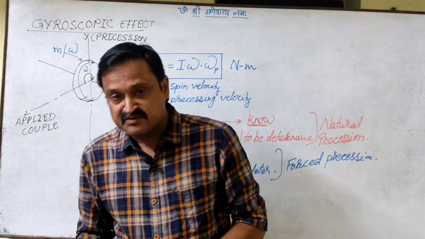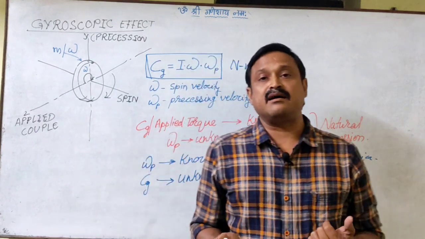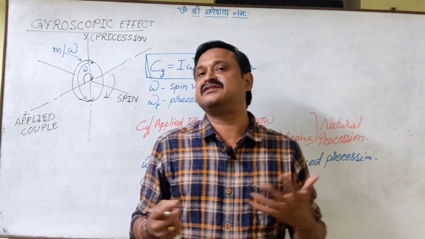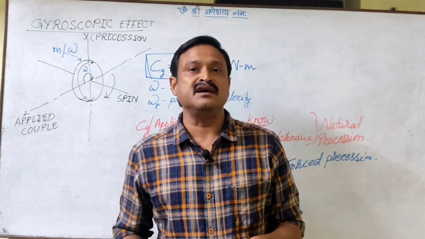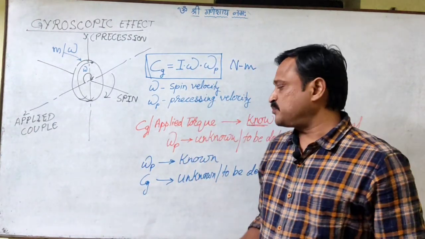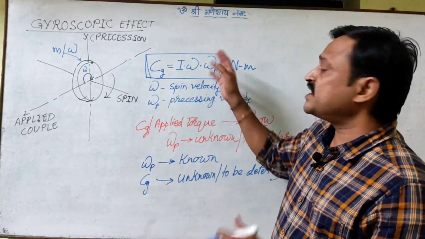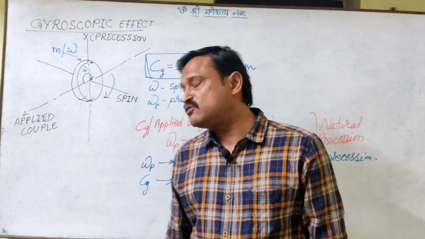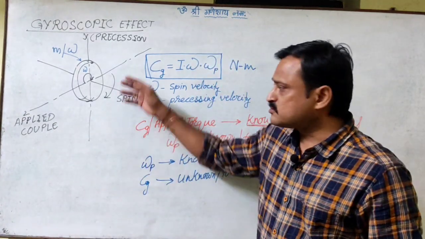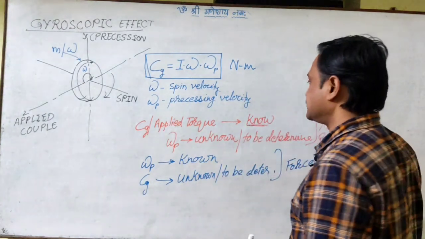So looking into the system, we'll try to understand whether I know the precession velocity, the velocity by which the spin axis is turning. If it is known to me, then definitely I'll be assured that this is a forced precession condition, and I'll have to determine the couple value or the gyroscopic couple value. Or if I see in a given situation that omega p is not known to me, but I can deduce the applied torque or moment in the system, then in that case it will be a natural precession condition.